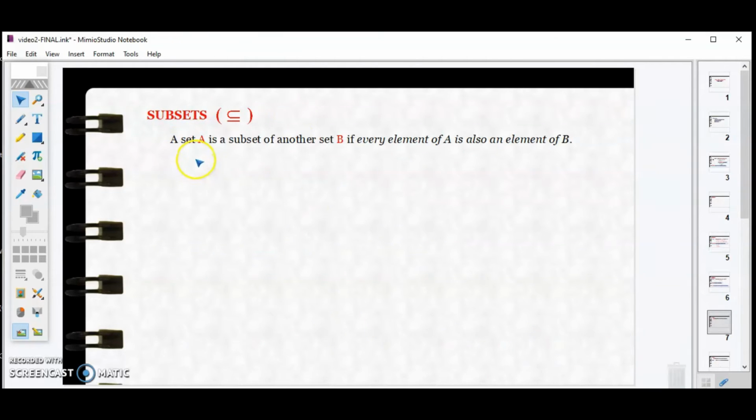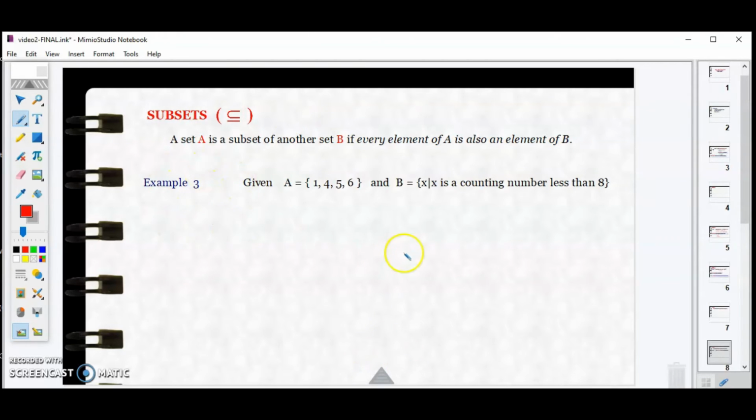So we have another relationship, subsets. Okay, when do we say that a set is a subset of another set? So we have here a set A is a subset of another set B if every element of A is also an element of B. Okay? Yun yung condition. Every element of A must also be an element of B, the second set. Okay? So we have this example.